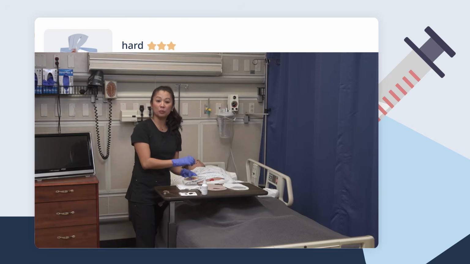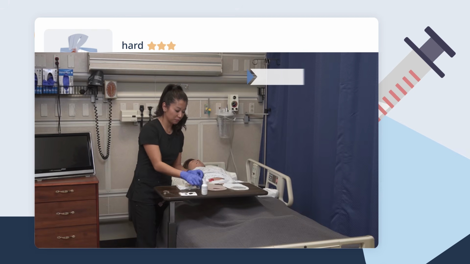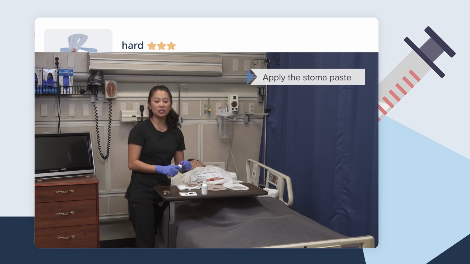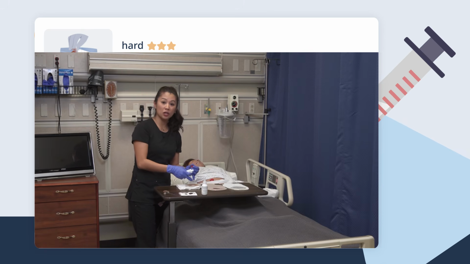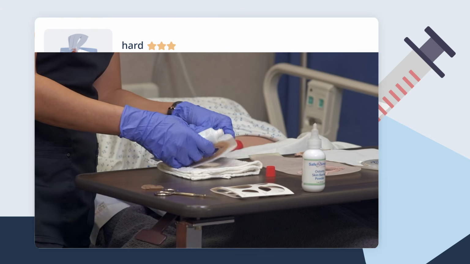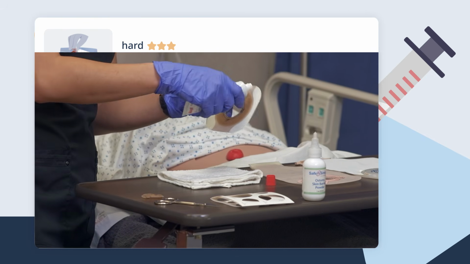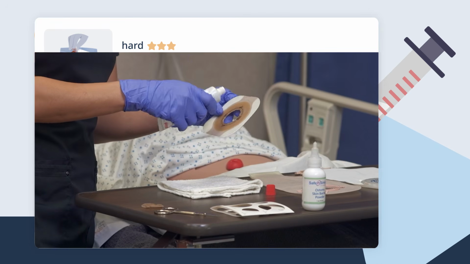Now's a great time to apply the stoma paste. And again, if you remember, this is really helpful if there's any little gaps around the stoma and between the wafer, and this is going to help reduce leakage. So I'm going to take my stoma paste and just give a thick little circle around the wafer opening.